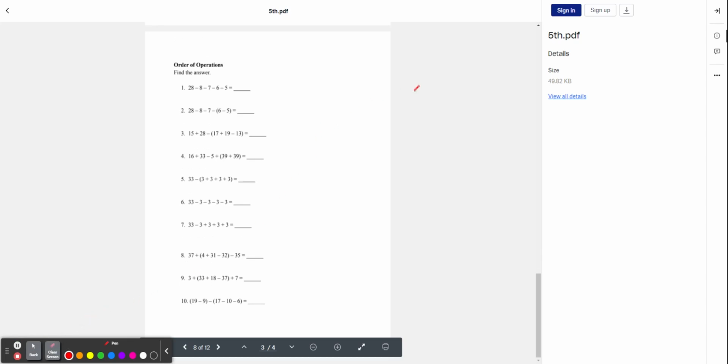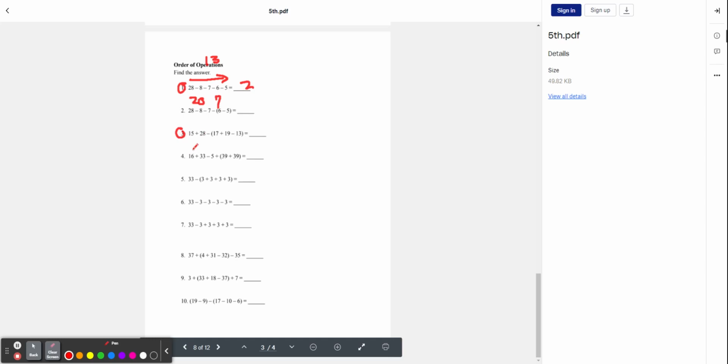Okay, now we're going to do order of operations. We're going to subtract a lot. So 28 minus 8 minus 7 minus 6 minus 5. There's only subtraction here, so we're just going to go from left to right. 28 minus 8 is 20. 20 minus 7 is 13. 13 minus 6 is 7, and 7 minus 5 is 2.